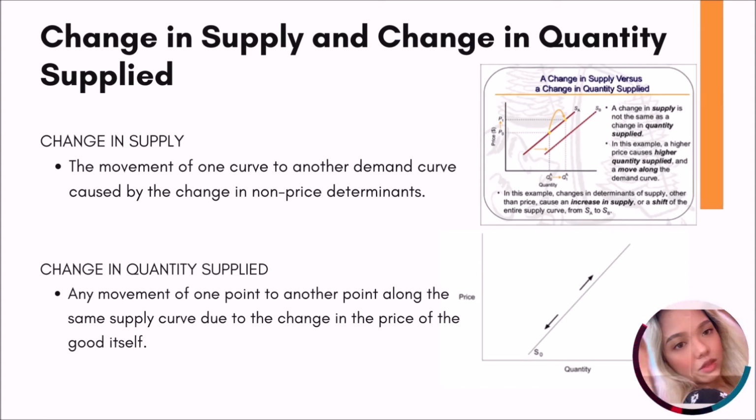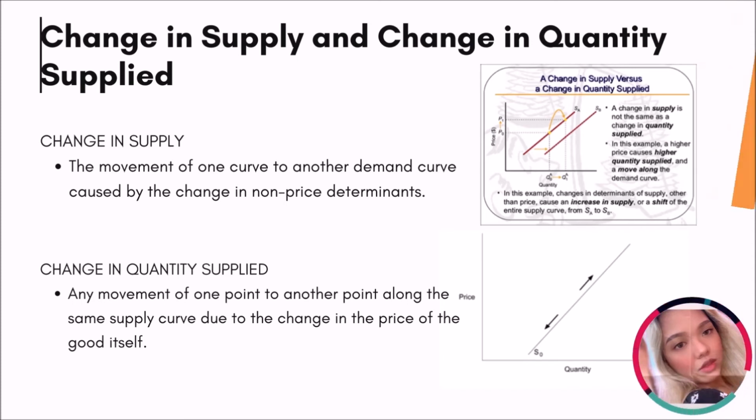On the other hand, change in quantity supplied is defined as any movement from one point to another point along the same supply curve due to the change in the price of the good itself. Therefore, it refers to a movement along the supply curve which is caused only by a change in price. Similar to demand, a change in quantity supplied means that we're moving along the existing supply curve.